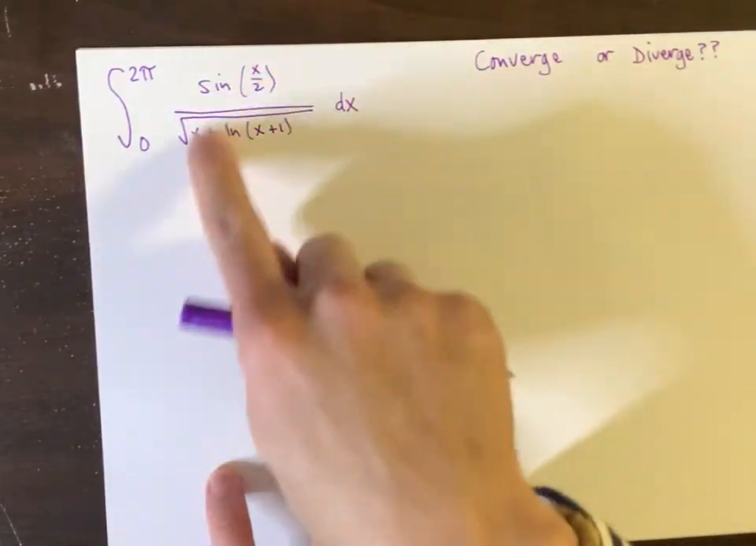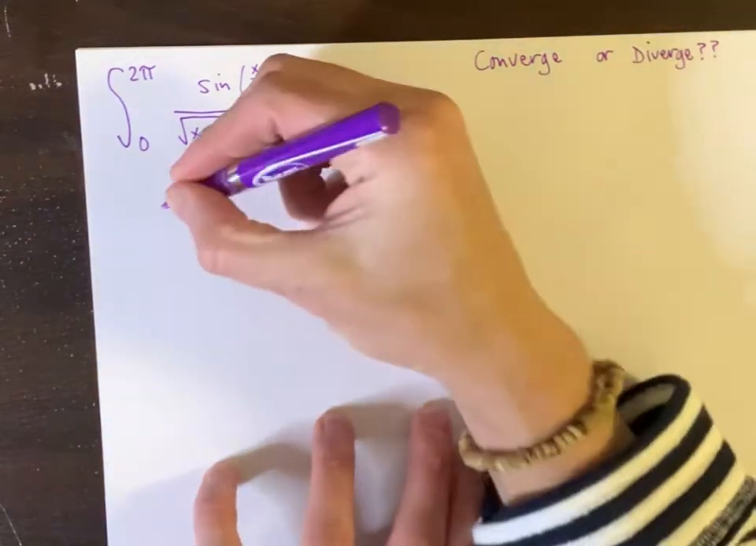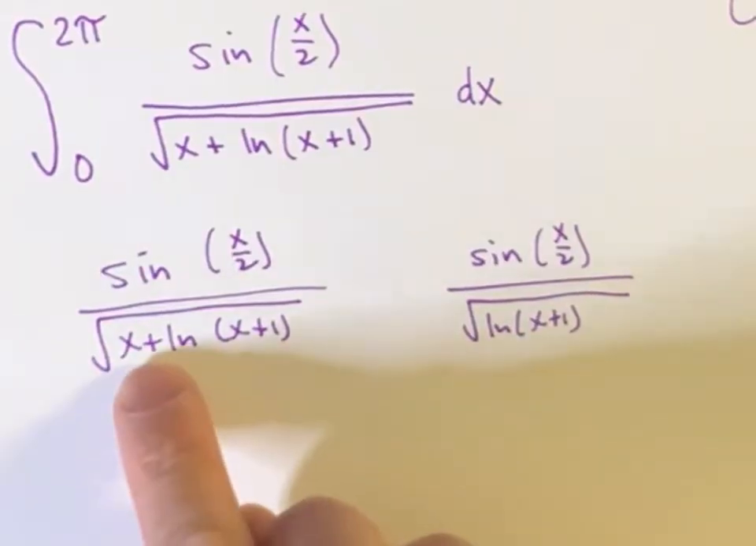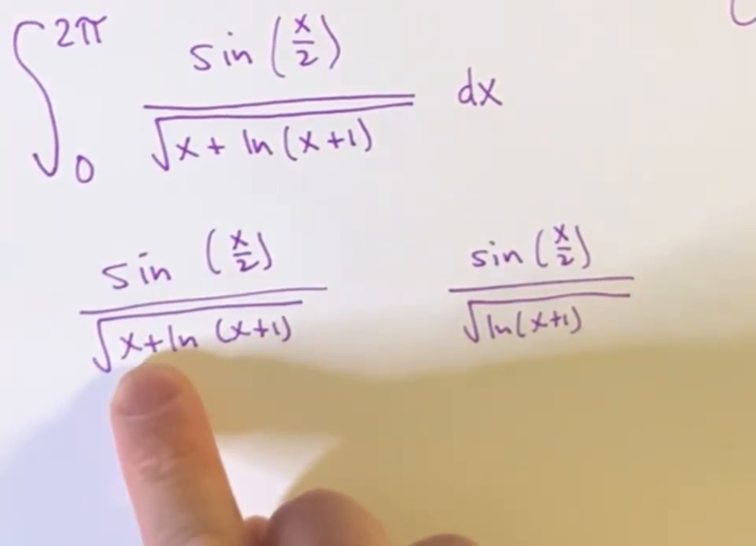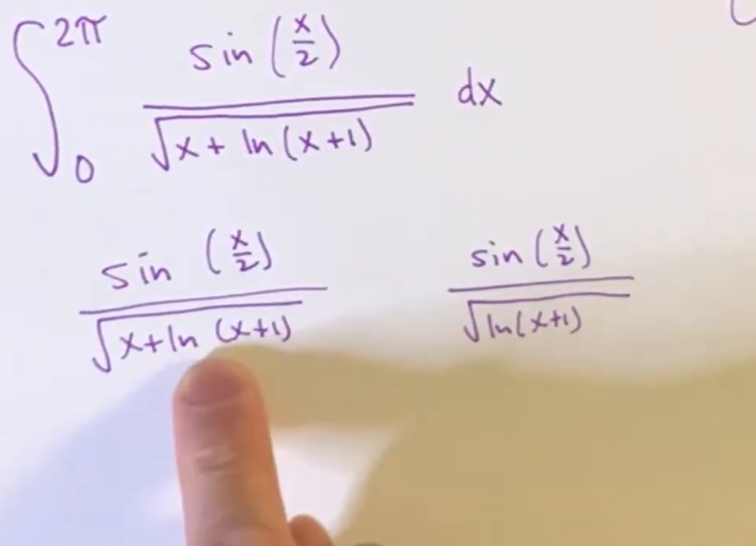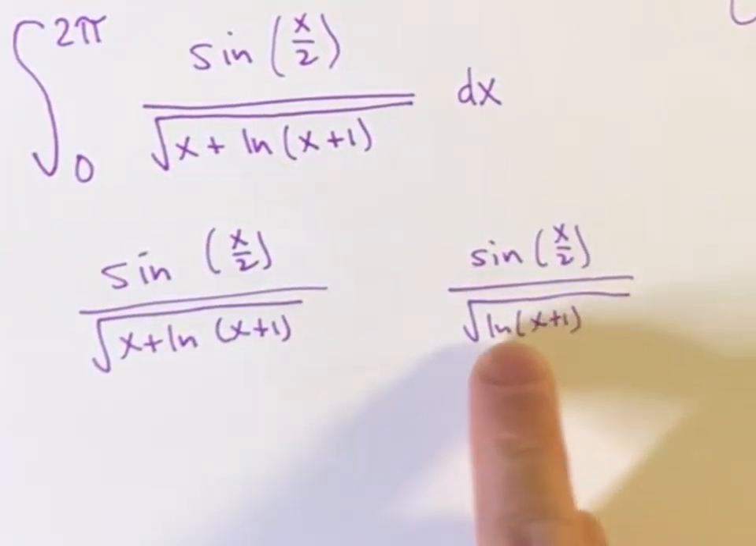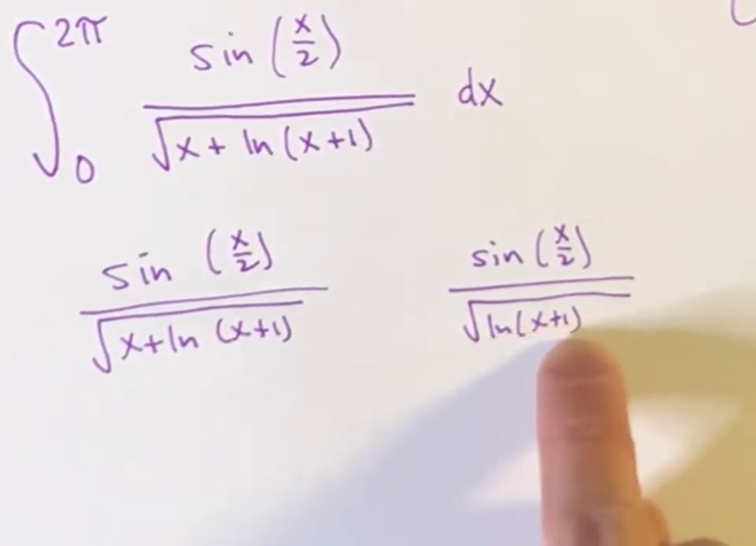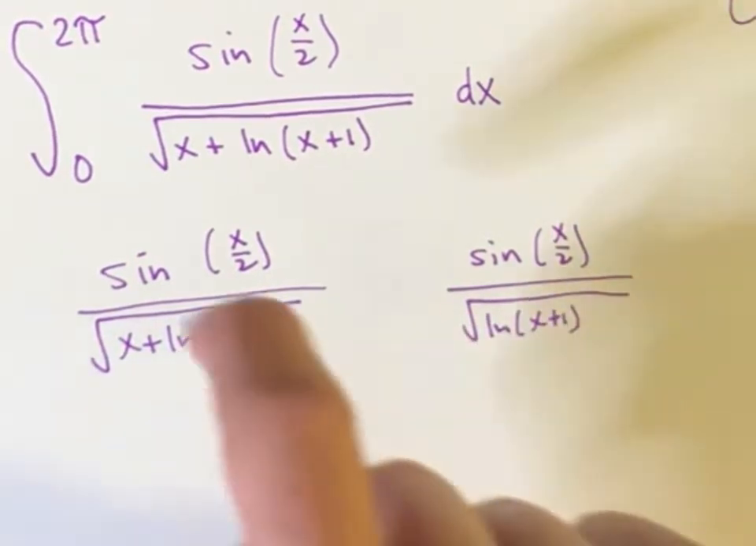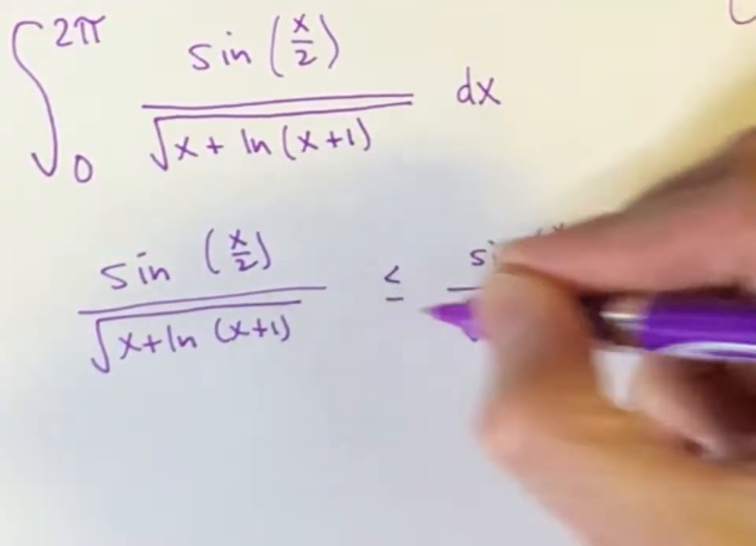So now here, I want to compare this to something else. So that is exactly that. Now notice the difference here. I have removed the x. So watch, this x is positive because x goes from 0 to 2 pi. So this denominator is bigger than this one. This one is smaller. And because this denominator is smaller, this fraction is greater than that one. So I'm going to say greater or equal.